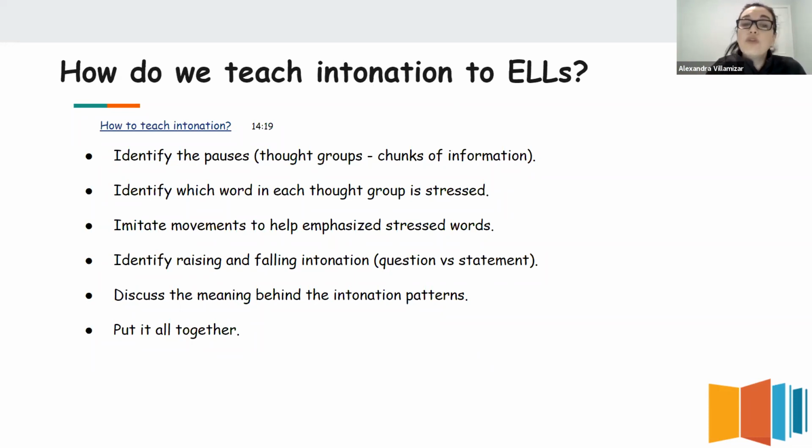You can imitate movements to help emphasize stress words, because when we talk, we also move our hands and our body. It's important to show students that the way we move our hands adds emphasis to what we are saying. We also need to show our students to identify raising and falling intonation, so they can see the difference between a question and a statement. And discuss the meaning behind the intonation patterns. Then, when putting all this together, it will be easier for our students.